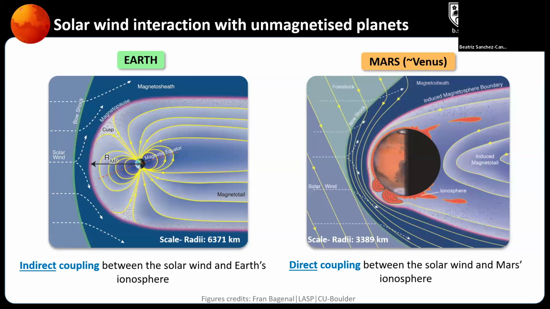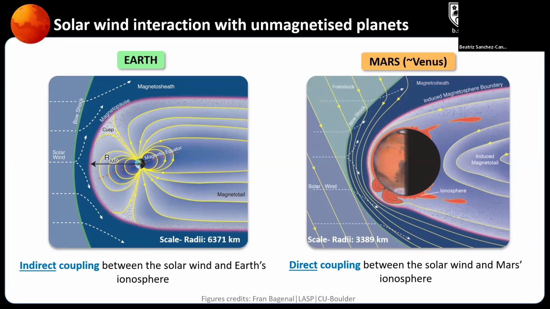Just to give you an idea, I know this is perhaps quite basic, but this is how Mars interacts with the solar wind compared to Earth. You have Earth on the left. And of course, I assume everyone knows how Earth interacts with its intrinsic magnetic field. So we have an intrinsic magnetosphere. And we have an indirect coupling of the solar wind with the ionosphere because we have the magnetic field in the middle, and there are field-aligned currents joining the magnetosphere with the ionosphere.